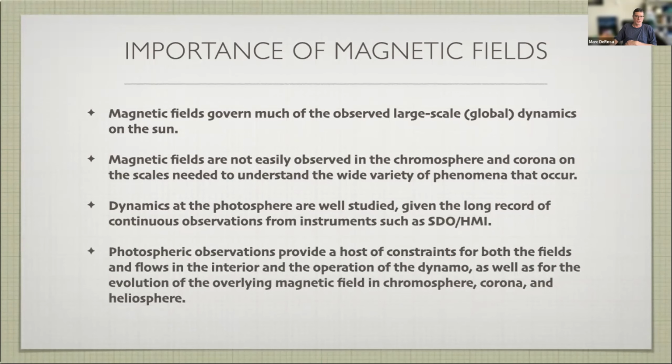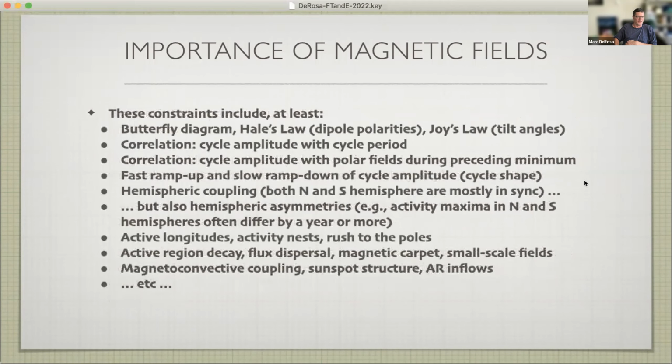Some of those constraints are listed on this next slide, which is sort of a laundry list of things. It includes everything from the well-known butterfly diagram and Joy's law, tilt angles, Hale's law, polarity reversing, and things like that. And then there are correlations between the amplitude of one sunspot cycle and its period, or the amplitude of one sunspot cycle with the strength of the polar fields during the preceding minimum.